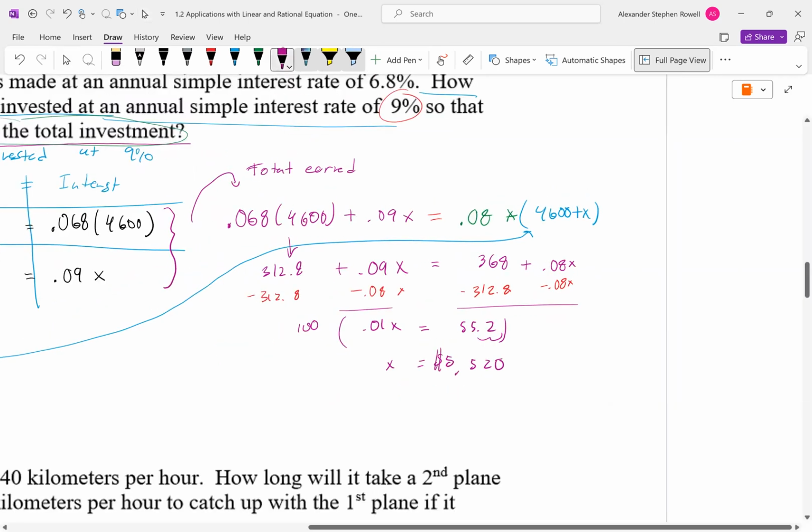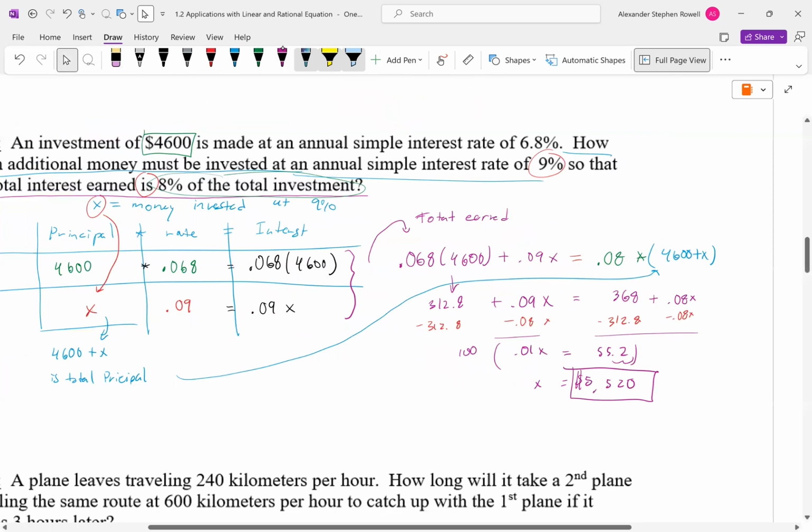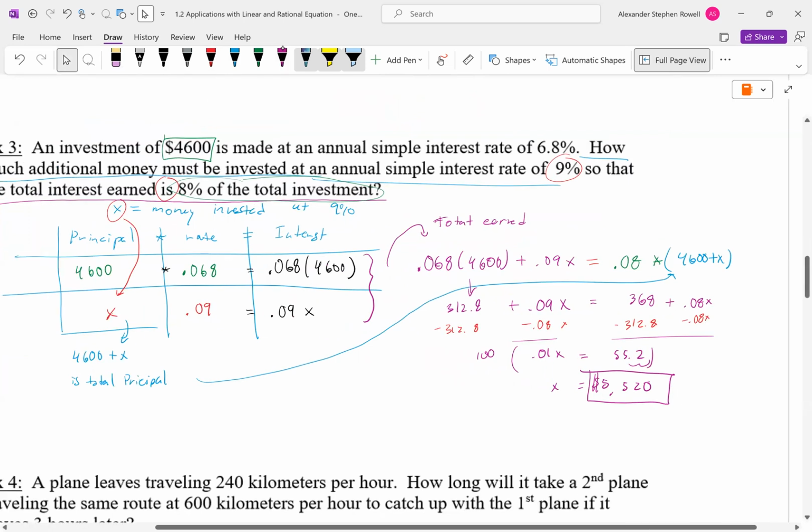The answer is $5,520 must be invested at 9%. Okay. Any questions about this?